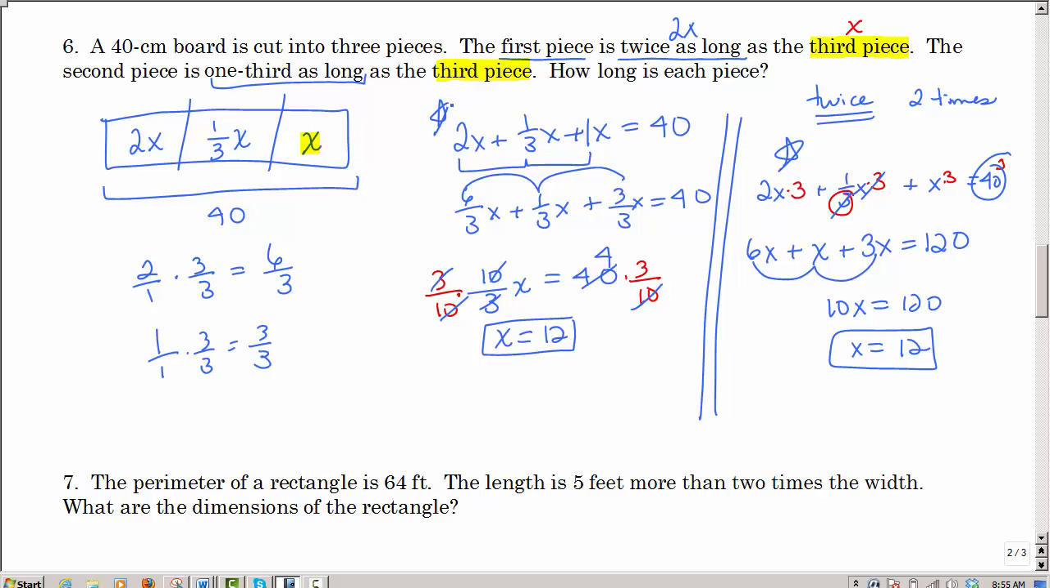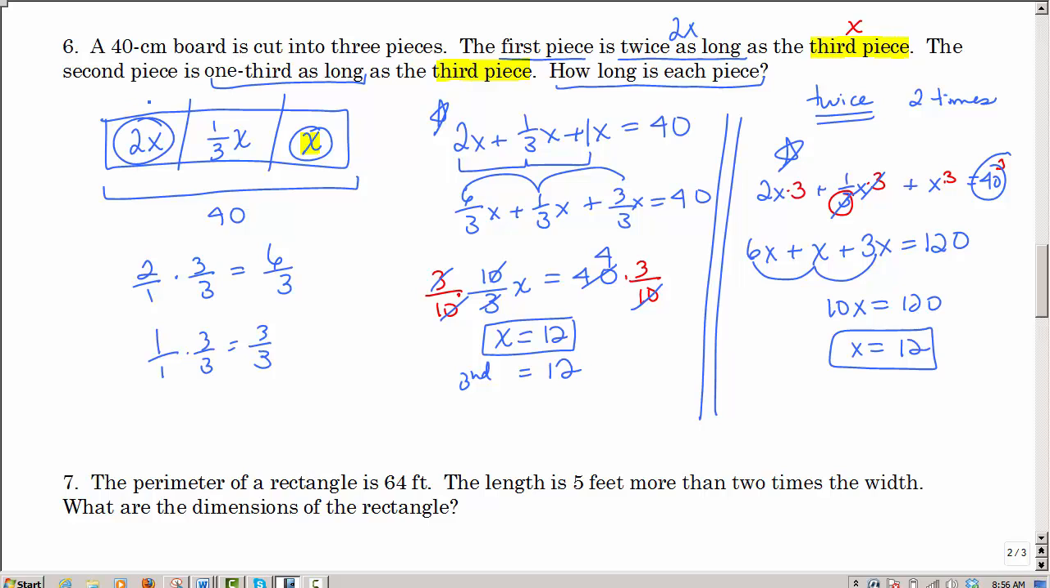Let's go back. Have I finished the problem? How long is each piece? No, I just have x. And what is x? X is just the third piece, right? So x is 12. So it means the third piece is 12.